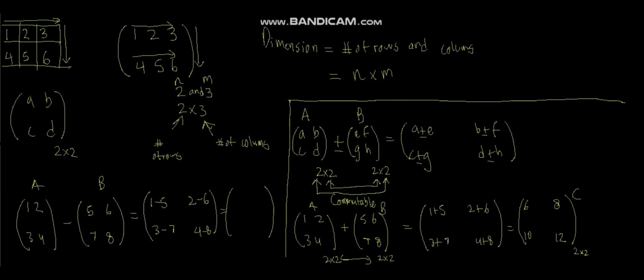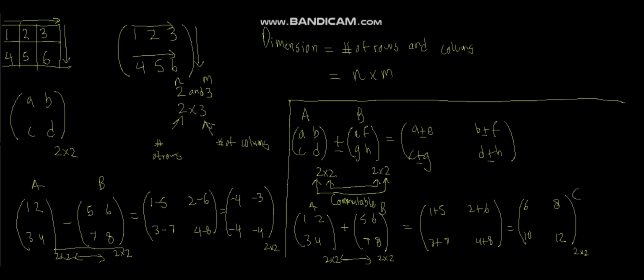So 1 minus 5 is minus 4. 2 minus 6 is minus 4. 3 minus 7 is minus 4. 4 minus 8 is minus 4. Check for commutability. 2 by 2 matrix, 2 rows, 2 columns; 2 rows, 2 columns. It is commutable. The resultant matrix would be a 2 by 2.